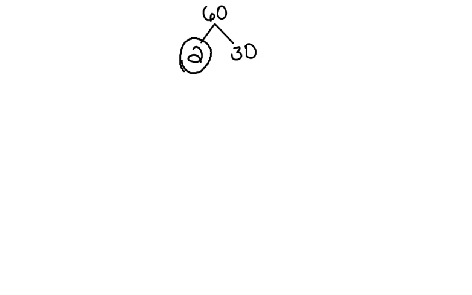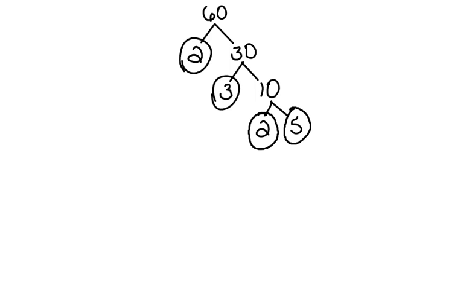So 2 is prime, but 30 is not. I can think of two things that multiply together to get 30. So I'm going to say 3 times 10. Now again, if you thought of something different, it's okay. 3 is prime. 10 is not. I can think of two things that multiply together to get 10. And that would be 2 times 5. 2 is prime, and 5 is prime also. We can't break that down any further.